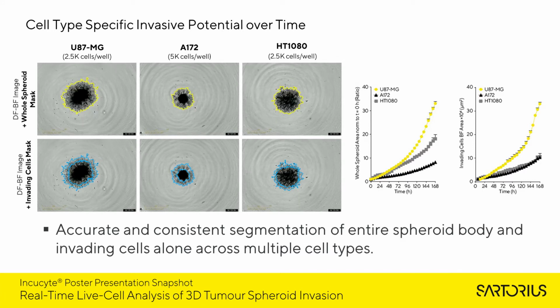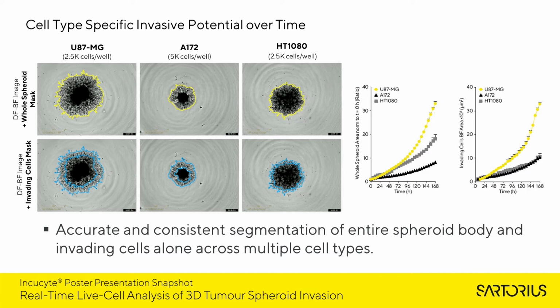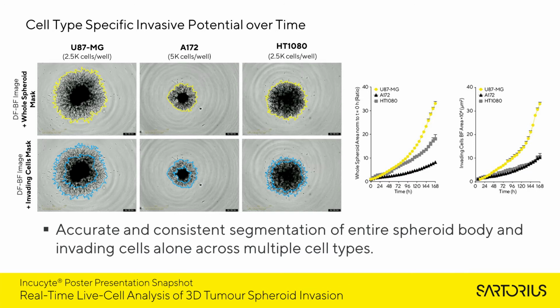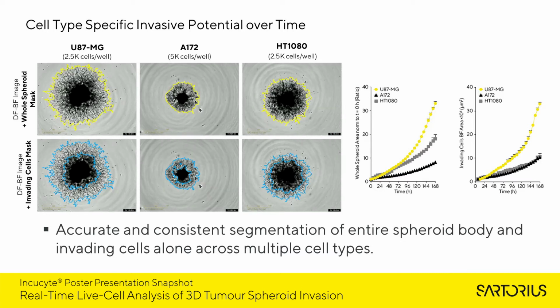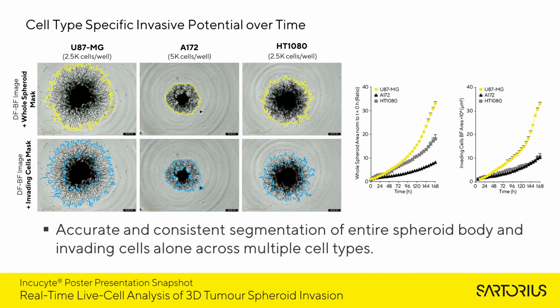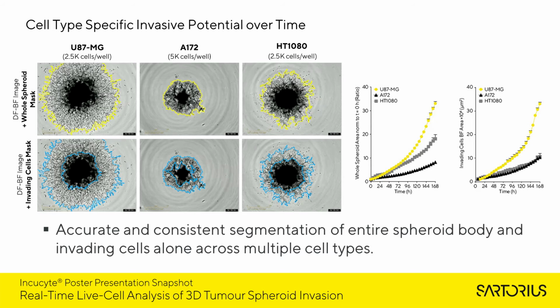Now, to account for variations in spheroid size following formation across the 3 cell types, the whole spheroid area was normalized to spheroid size at t=0 hours and automatically plotted over time. And as you can see from the time course here, at 168 hours, the U87mg spheroids increased 2 to 4 times the size of HT1080 and A172 spheroids respectively. The invading cell area time course shown on the far right shows that though different in overall size, the A172 and HT1080 spheroids exhibited comparable invasive potential over time.